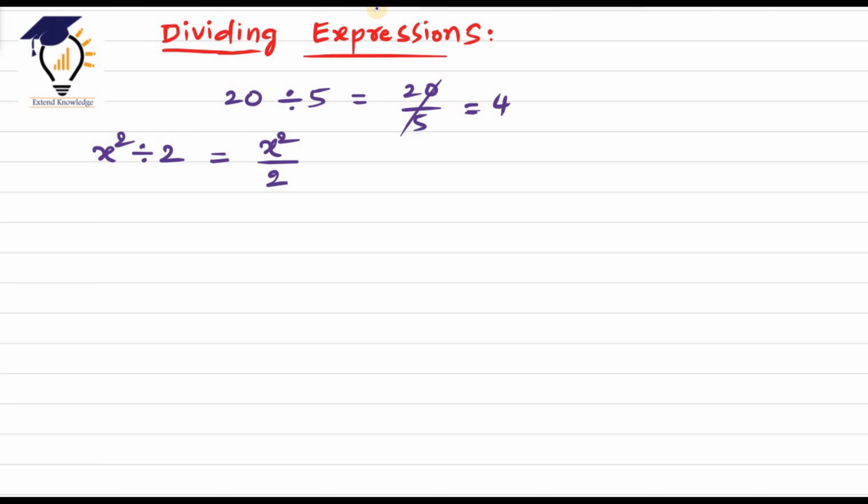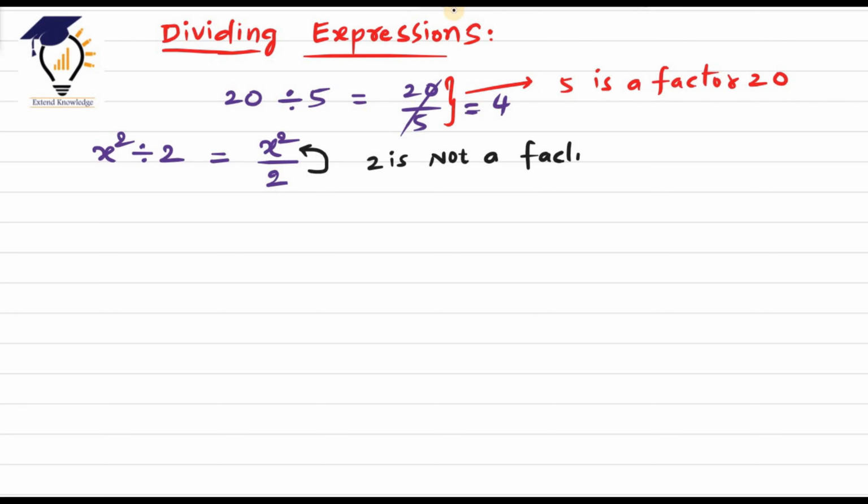To divide we have to see the common factor. In this case you can see that 5 is a factor of 20. But what about in this case? In this case 2 is not a factor. So we can't divide further. So that's where we have to leave.